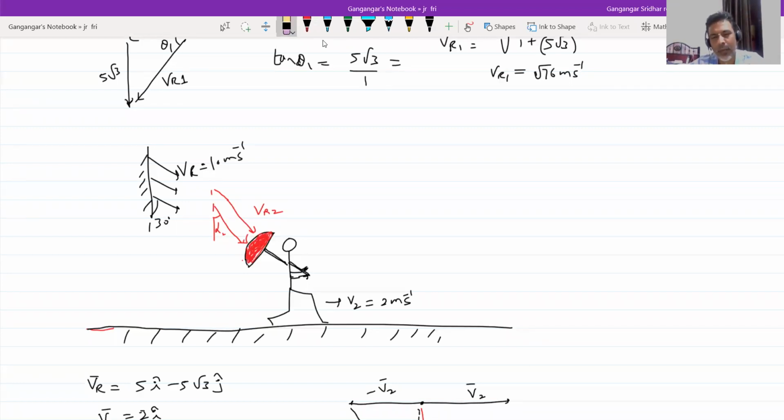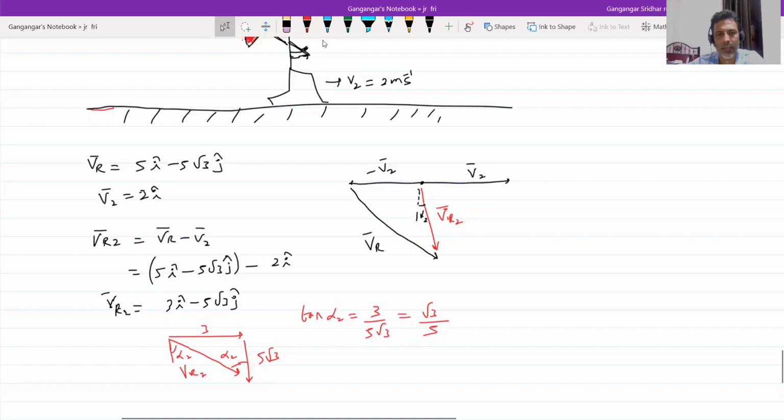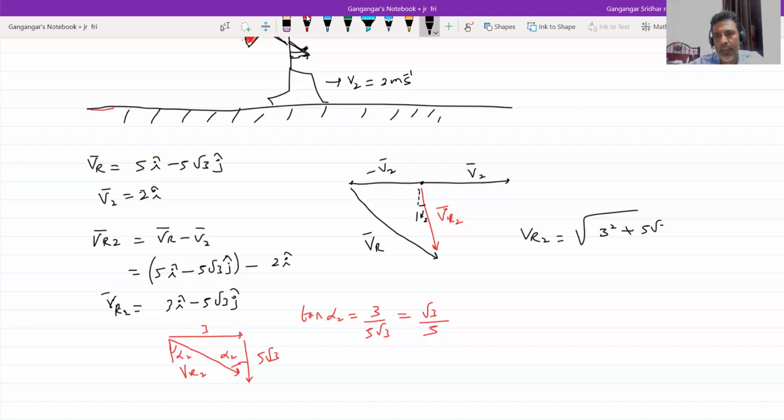What is the speed of the raindrops? We can further calculate it. Take the magnitude of that. Look at the speed of the raindrops. What is VR2? VR2 is equal to the square root of 3 squared plus (5 root 3) whole squared. This will be 9 plus 25 into 3, root 84 meters per second. With this much speed, the raindrops will come and strike him.